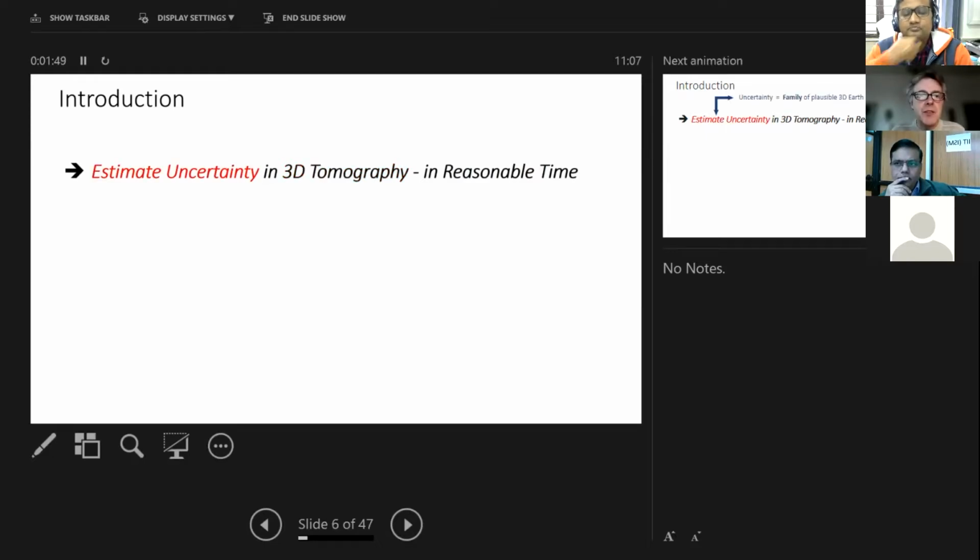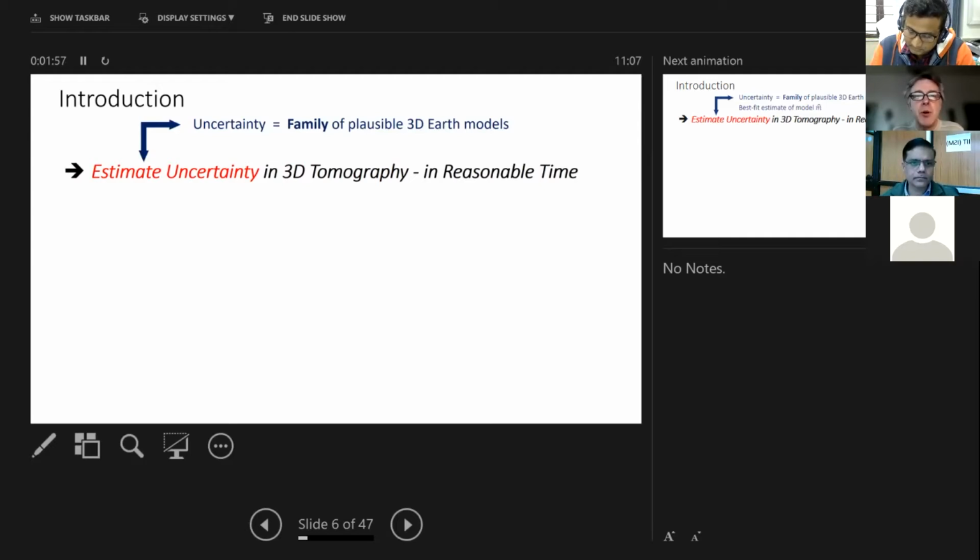Let's first define what I mean by that. I mean that I want to find the family of, in principle, all plausible 3D Earth models. In other words, all Earth models that are consistent with the data that we have recorded, be that seismological or geological information that we have. I'm not so interested in the more traditional approach of finding a particular model, let's call it M hat here, which is a best fit to the observations. And there are a number of reasons for that.